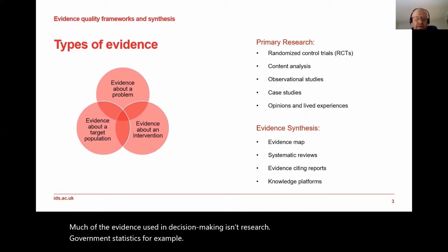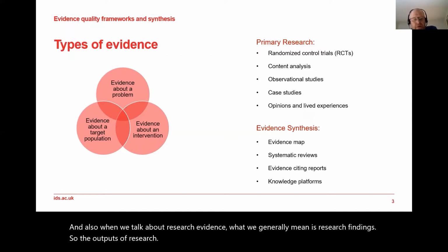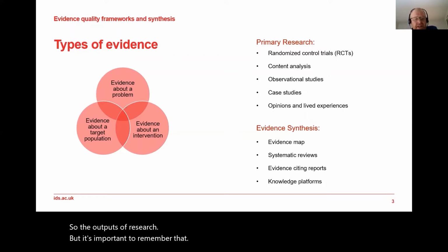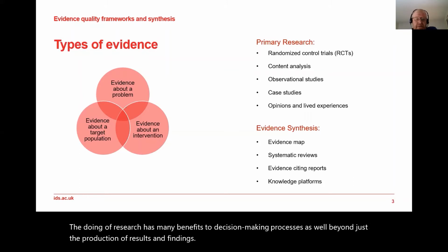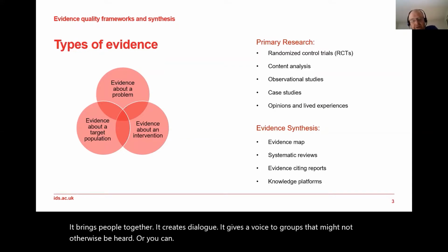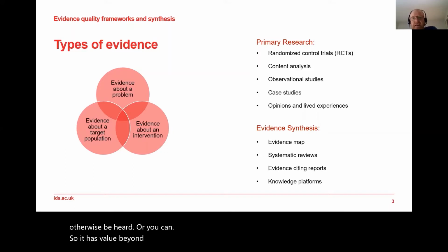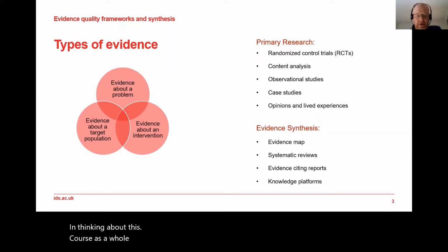And also when we talk about research evidence, what we generally mean is research findings, so the outputs of research. But it's important to remember that the doing of research has many benefits to decision-making processes as well, beyond just the production of results and findings. It brings people together, it creates dialogue, it gives a voice to groups that might not otherwise be heard, or it can. So it has value beyond just reports and findings, and I think it's important in thinking about this course as a whole to remember and keep that in mind.